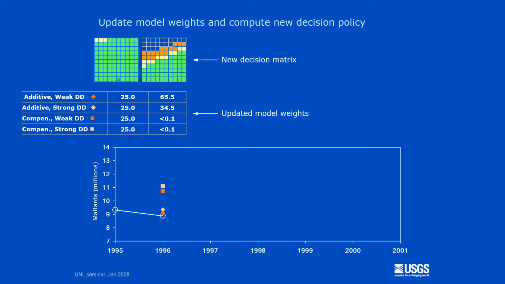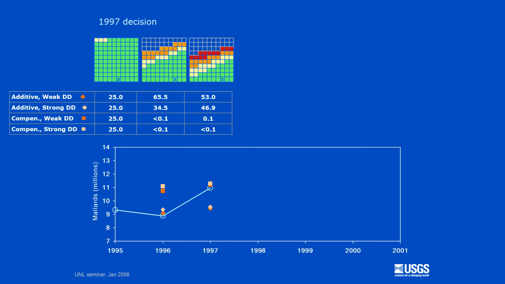So now the additive weak is coming up as having much higher support. So that's again suggesting that, depending on the population and the number of ponds, you may even shut down the harvest. It turns out that again, population size was pretty high, ponds were pretty high, so they implemented another liberal harvest. In this case, it bounced back up to predictions closer to the compensatory.